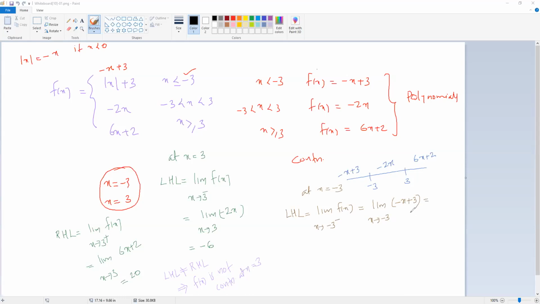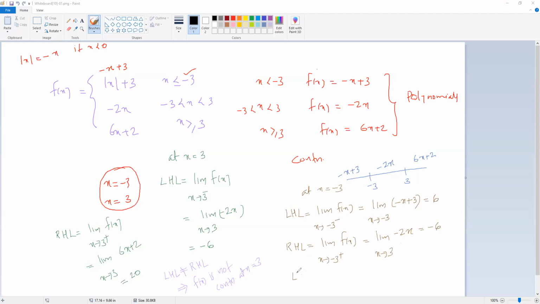So minus 3, direct substitution करेंगे तो minus minus 3 plus 3, 6 मिलेगा. Right hand limit of that function, you are approaching minus 3 plus, that means from the right side. The function is minus 2x. Minus 2 into 3, it is equal to minus 6.